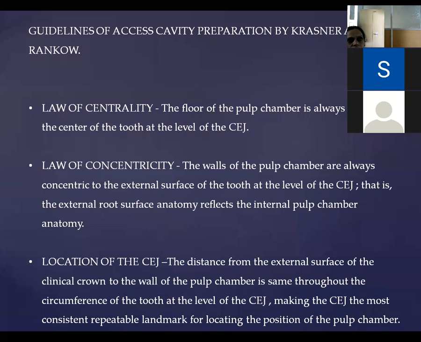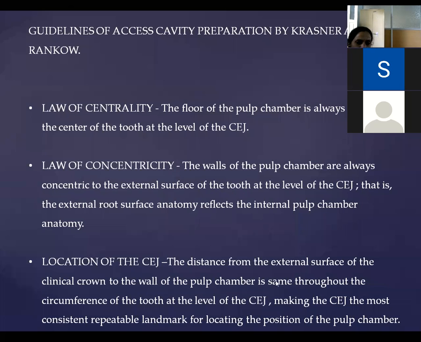So whenever the pulp chamber is calcified, the pulp chamber outline is not very clear. In that case, you have to know the outline of the external surface of the tooth at the level of the CEJ. If it is oval, your pulp chamber will be oval. If it is rhomboid, your pulp chamber will be rhomboid.